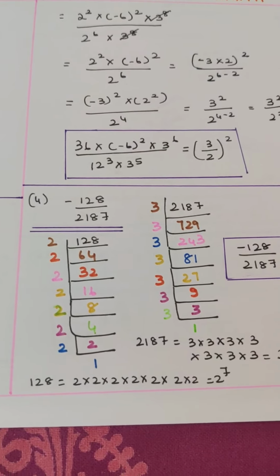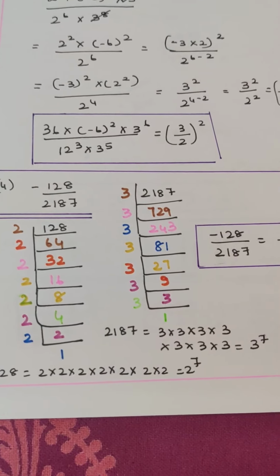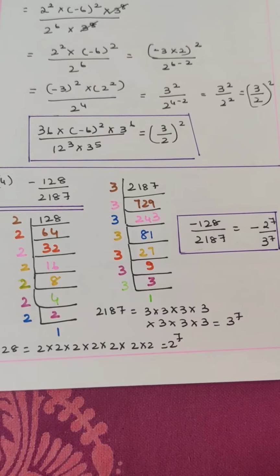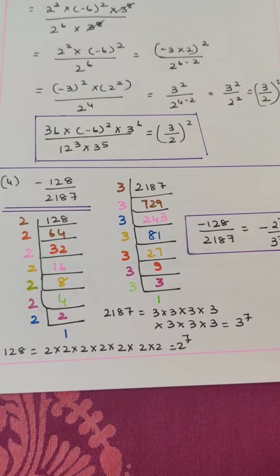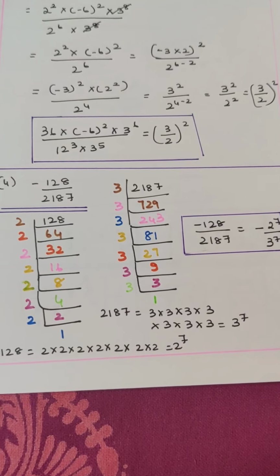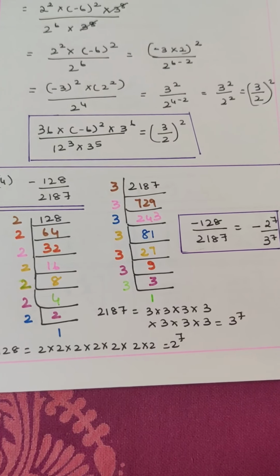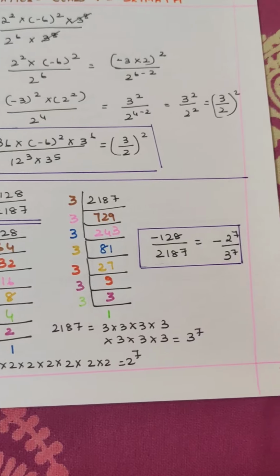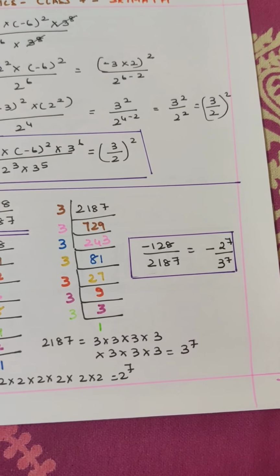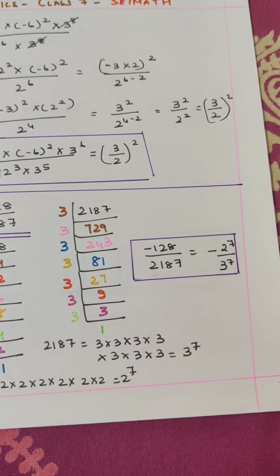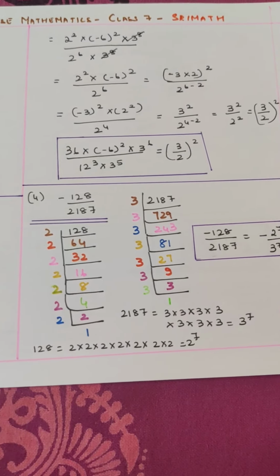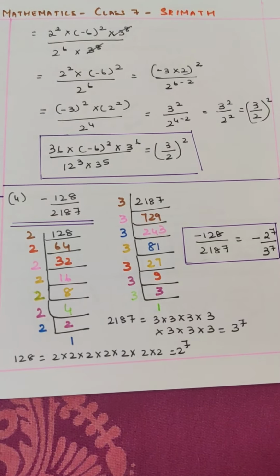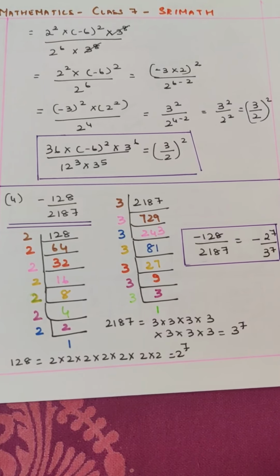And 3, again I have used different colors and you will understand what calculation I have done. So this becomes again 7 times. So 3 into 3 into 3 into 3 into 3 into 3 into 3, that is equal to 3 multiplied 7 times, that is equal to 3 to the power of 7. Therefore minus 128 by 2187 is equal to minus 2 to the power of 7 by 3 to the power of 7. I am just pausing for a few seconds for you to understand the calculation. Pretty simple and easy.